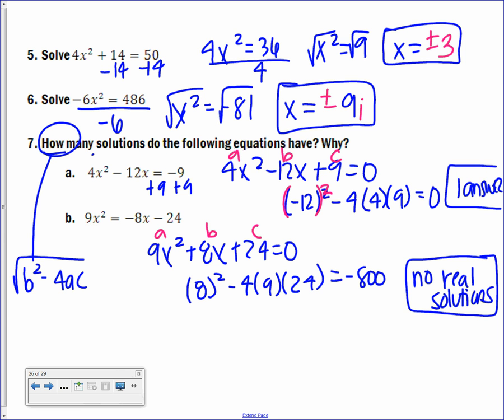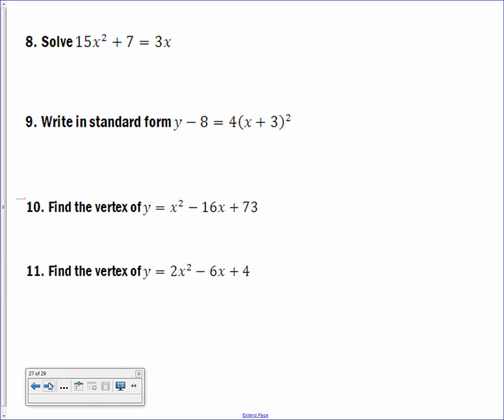The only other option here would be if this number came out positive. So any positive answer is 2 real solutions. Okay, so it's either 2, none, or 1, as you saw before.